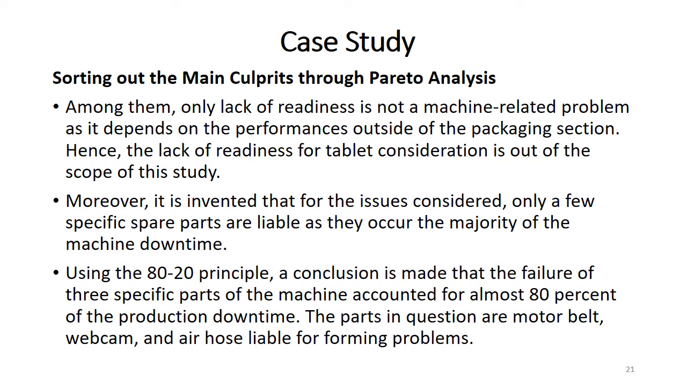Interestingly, only lack of readiness is not a machine related problem, as it depends on the performances outside of the packaging section. Also, another interesting fact was that a few specific spare parts were liable as they cause the majority of the machine downtime. Using the 80-20 principle, we tried to find out those specific spare parts that were causing the most downtimes. And the parts in question were motor belt, webcam, and air hose liable for forming problems.